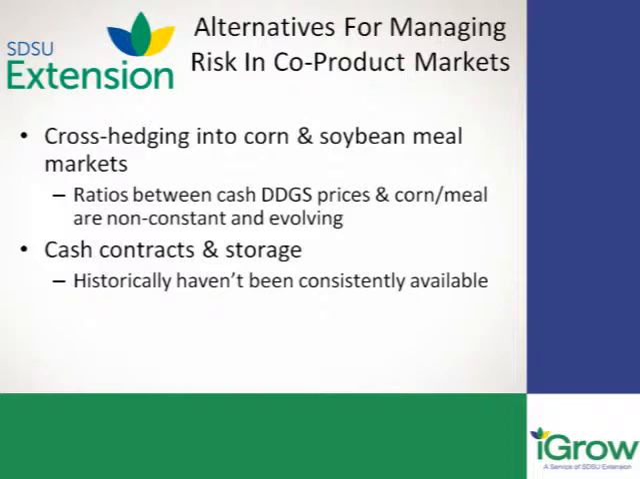Probably some of the cash contracting opportunities are maybe some of the best, as well as even using storage as a way to manage risk of increasing prices in the co-product market. Historically, some of these contracts aren't always available. I think they're getting to be more steadily offered, though, in recent years. But it used to be that ethanol co-product prices were locked in for such a long period of time by the ethanol plant that they couldn't respond to changing margins very well in pricing their output. So that's changed a little bit, but cash contracting is still probably one of the best ways to go.